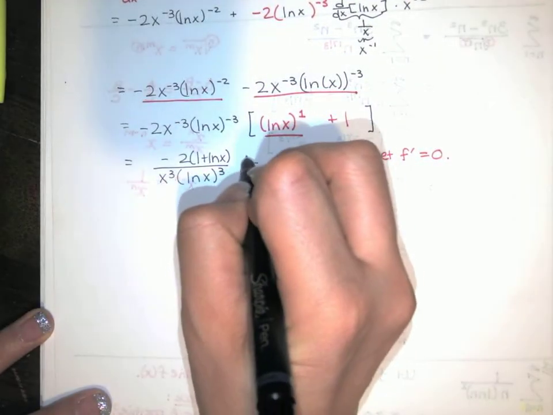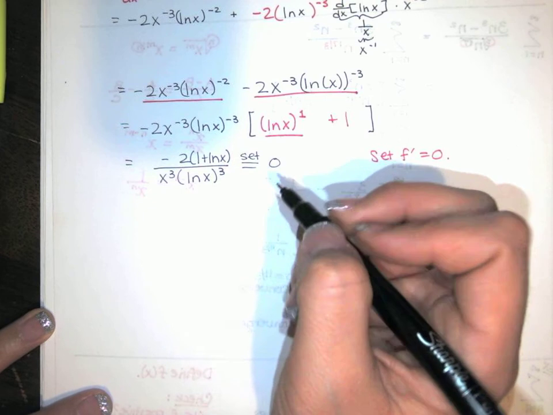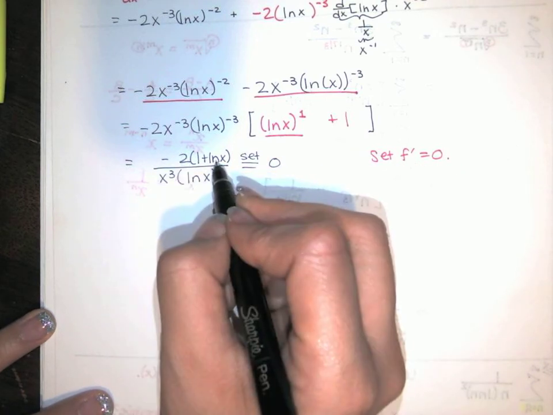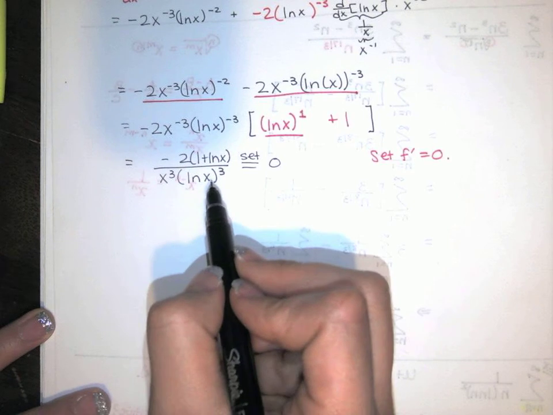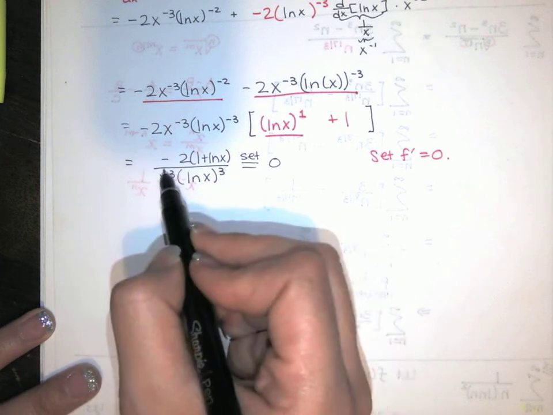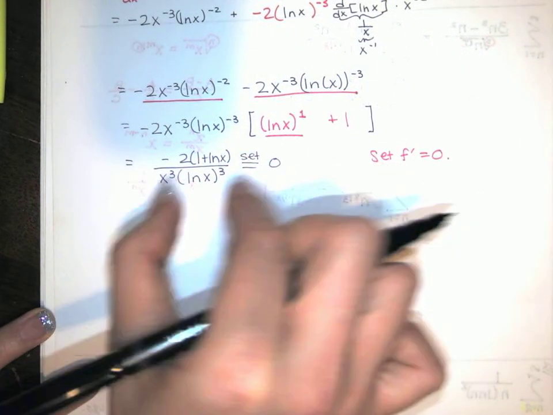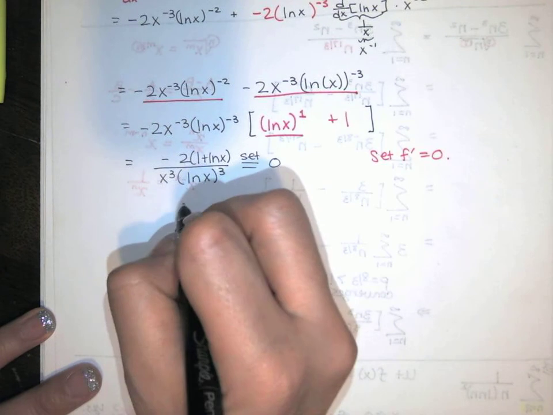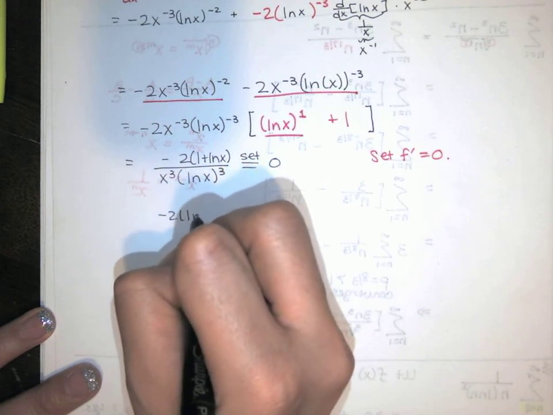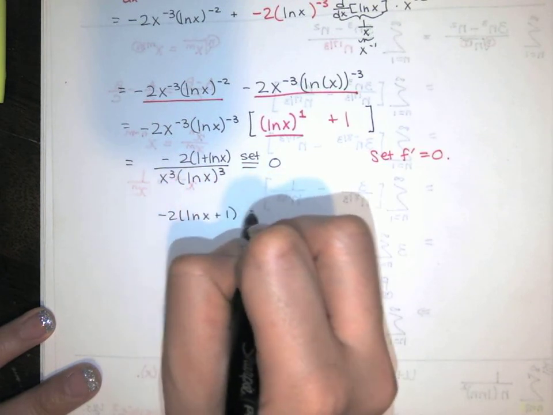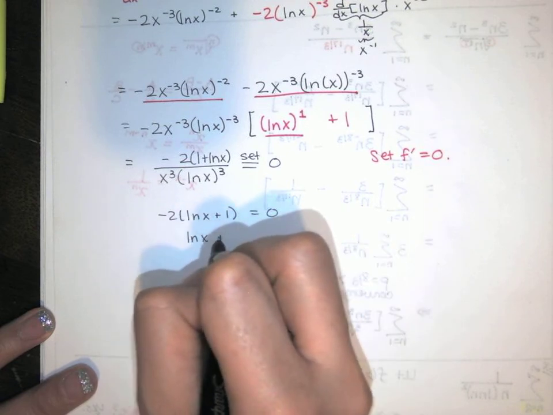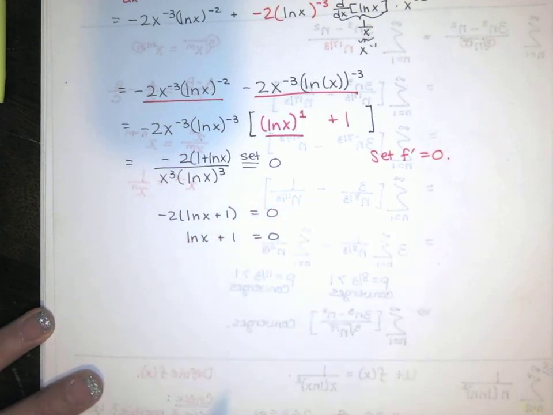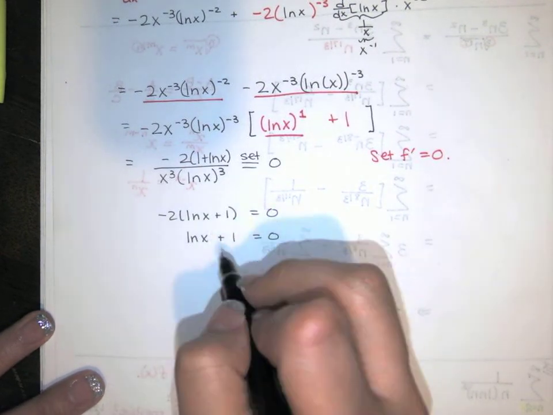Now the only way this fraction is 0 is if the numerator is 0, because 0 divided by anything is going to be 0. Or if you prefer, you can multiply both sides by the denominator, and that's just going to reduce, and you're just going to get the numerator equals 0. And negative 2 times something equals 0 if that something equals 0. Or if you prefer, you can divide both sides by negative 2 and you get the same thing. Subtract 1 from both sides.